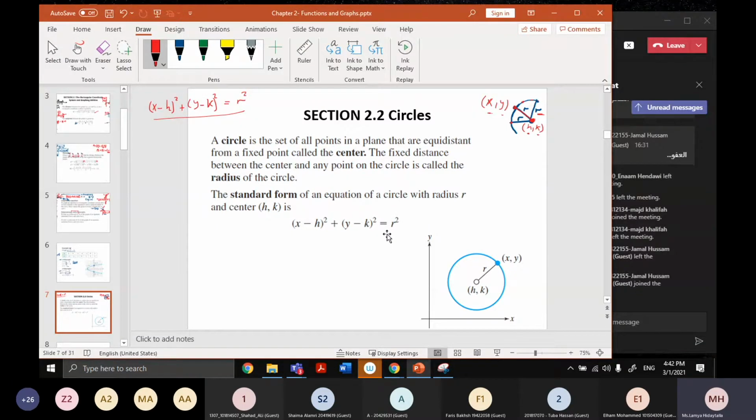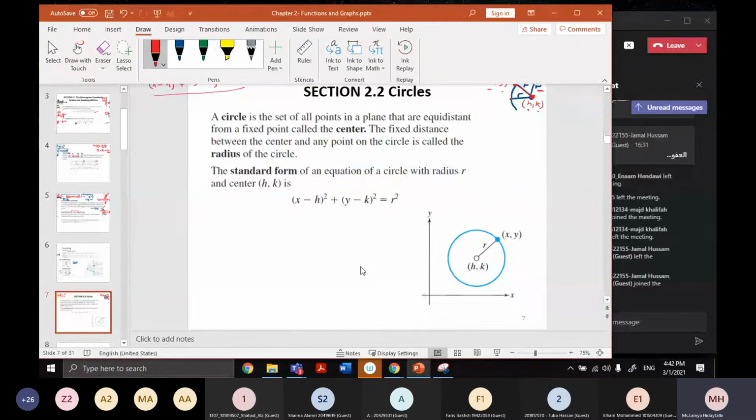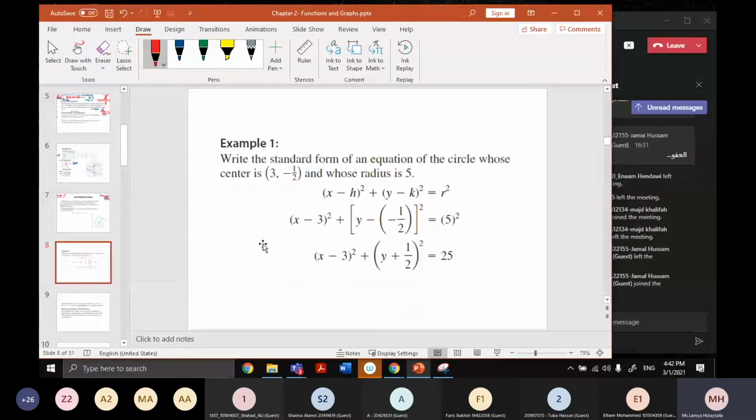And I can easily memorize it, because I understood where it is coming from. That is the equation of the circle. Now let's see some examples. Write the standard form of the equation of the circle whose center is given and whose radius is given. Now he wants me to write the equation for this circle.